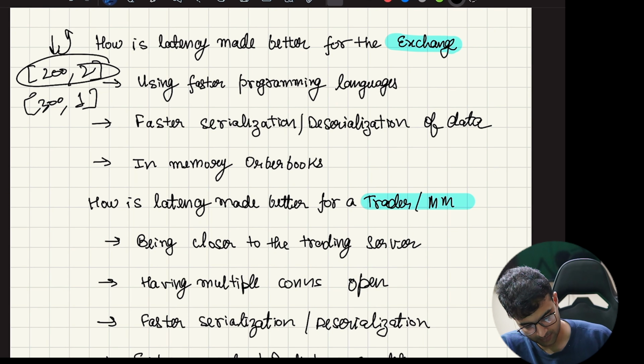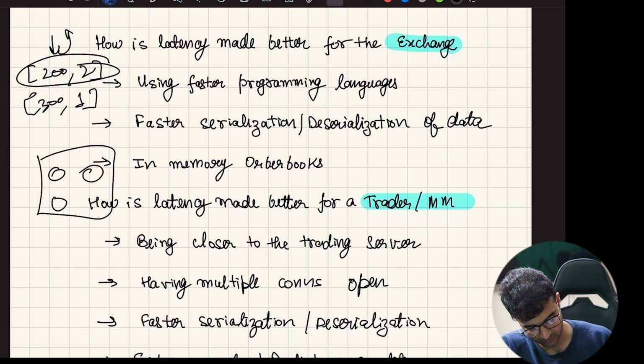If this is the world map and this is where the trading server is, the closer you are to it, the faster you can create orders. That is one thing these companies experiment a lot with: they put a bunch of servers all around the world, measure latency automatically, and the one with the least latency is where they place an order from.